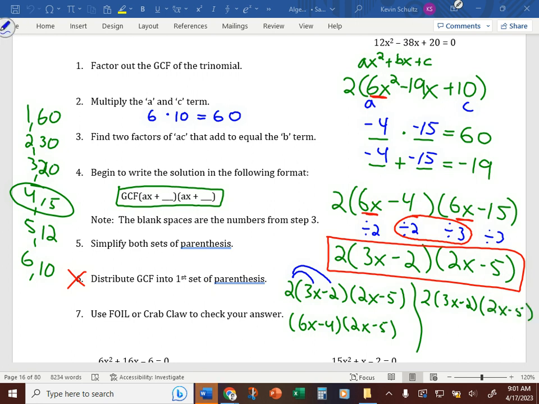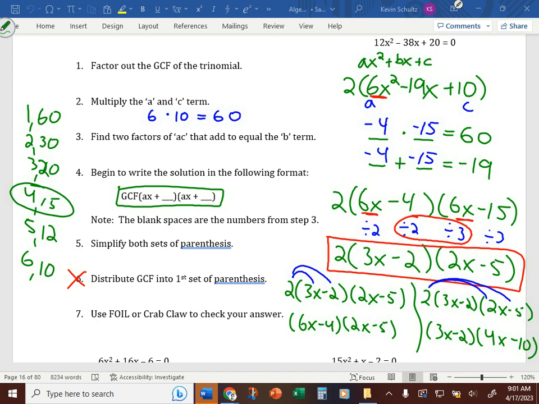Instead of distributing that 2 into your first set, you could distribute it into your second set. And that's going to give you 3x minus 2 and 4x minus 10, which if you FOIL or crab claw box that, you'll see you get the original. Okay? This is an example, because remember what we're doing here, folks, we are finding factors of the original expression.